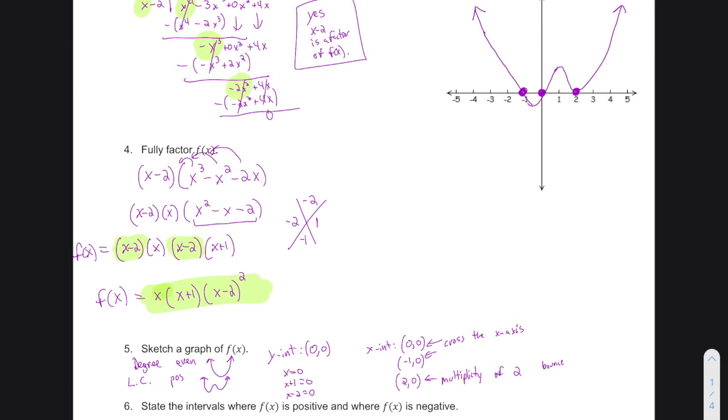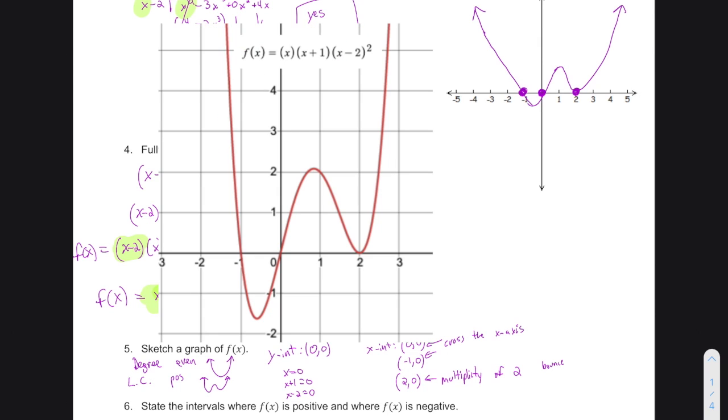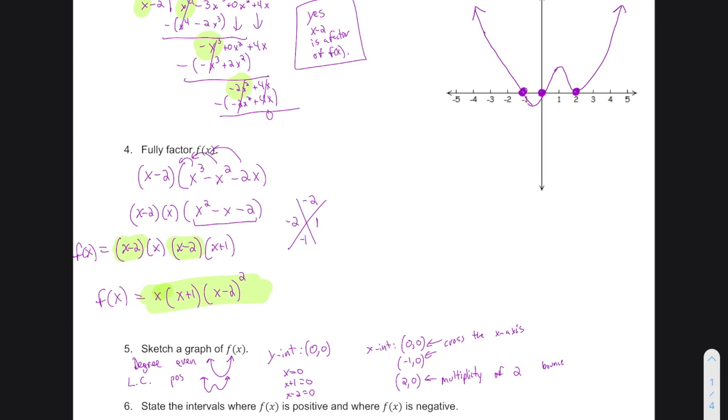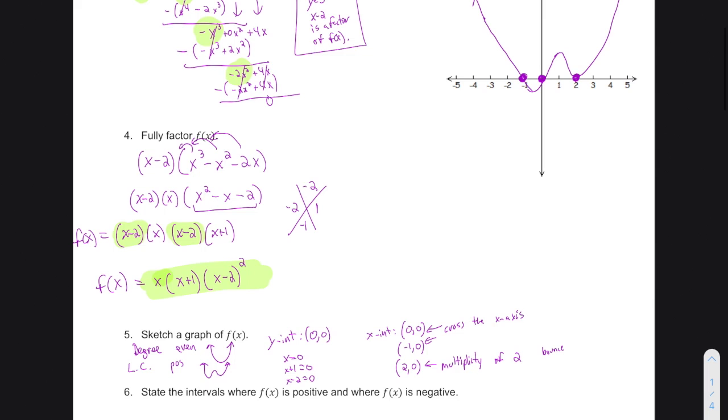Okay, so this is a rough sketch of something that our graph may look like. Obviously, this is not perfect, but we just want to sketch some of the key details and get a general picture of what our graph might look like. Okay. Final part of this question says state the intervals where f of x is positive and where f of x is negative. So this is saying where are our outputs or our y coordinates positive and negative. So f of x is positive if we are above the x-axis.